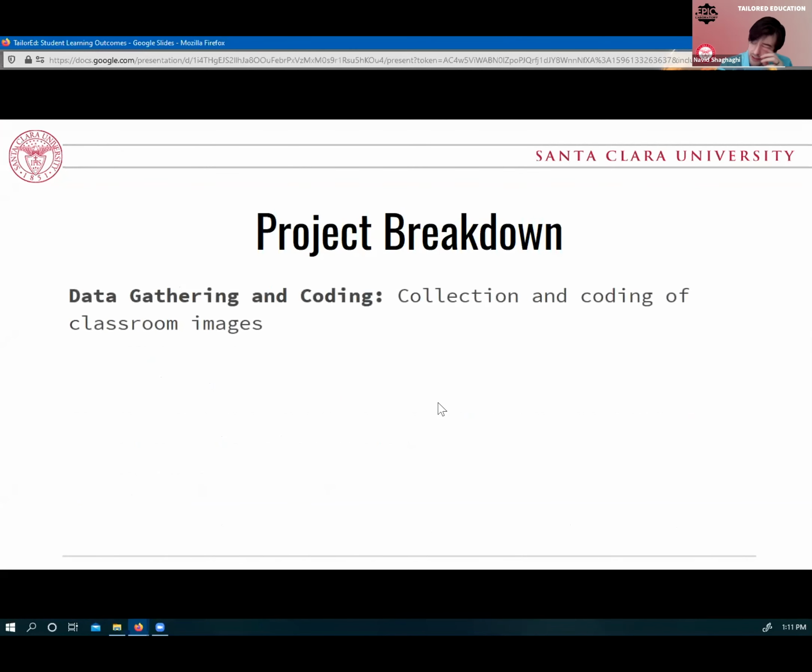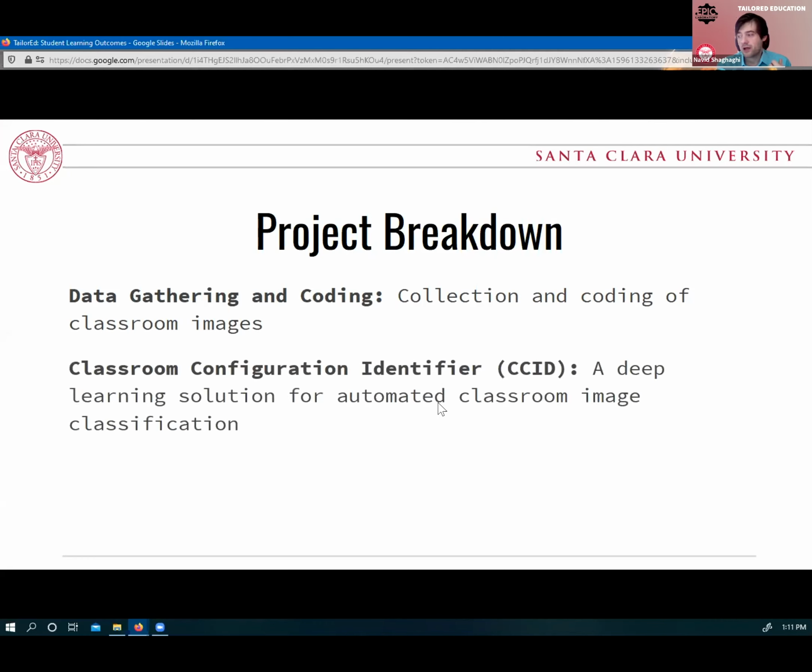Okay, so if we break it down into different categories that we're going to talk about today, we have data gathering and coding. My colleague Julia is going to talk about this in detail in a minute. Then we're going to talk about the neural network. The neural network is what we call CCID, Classroom Configuration Identifier. This was developed by a team of students. Andres is here to talk about that.